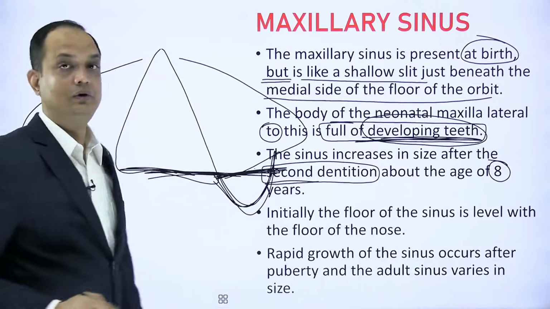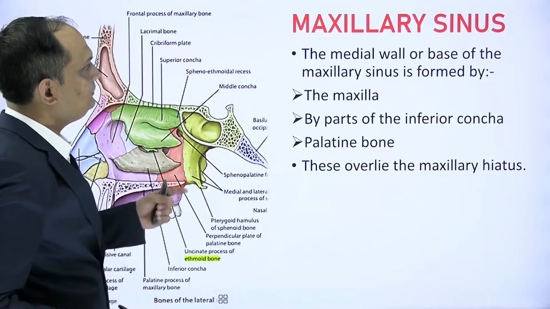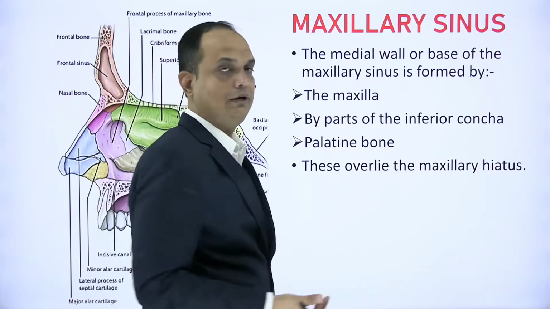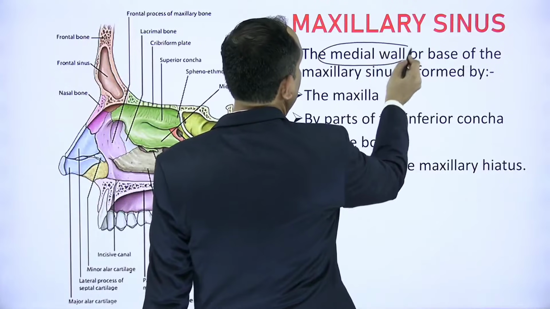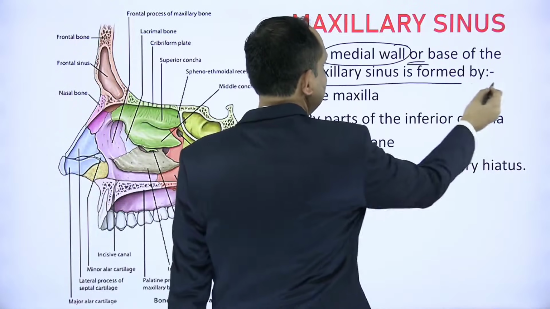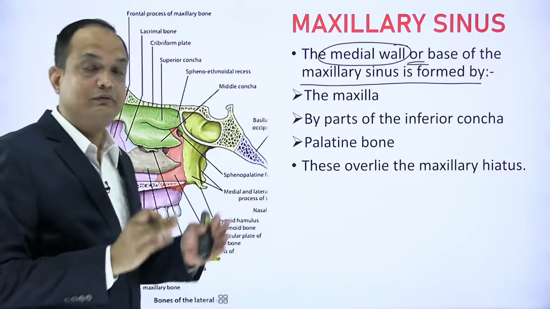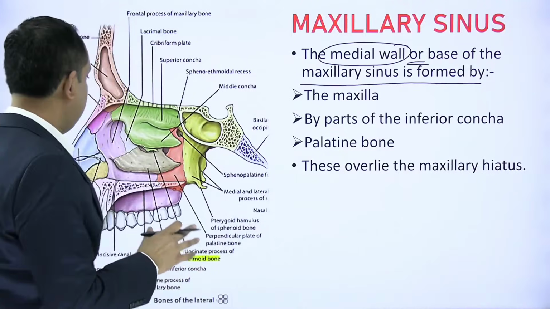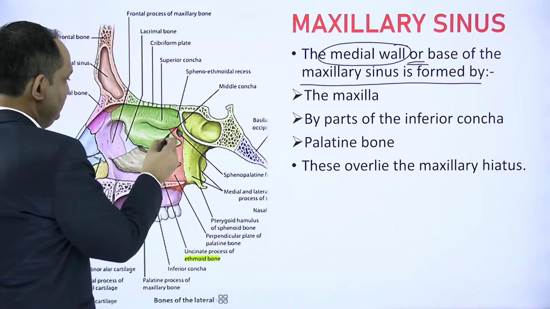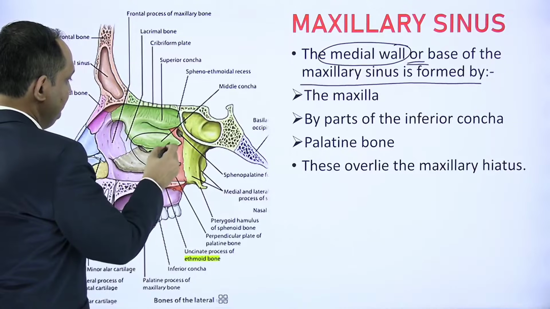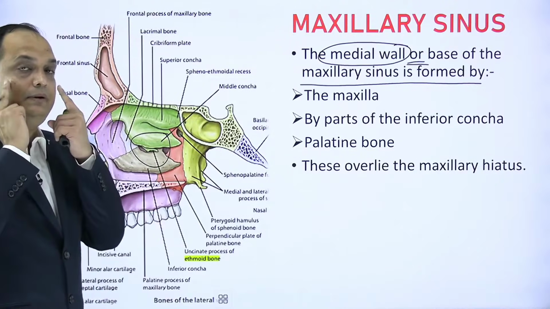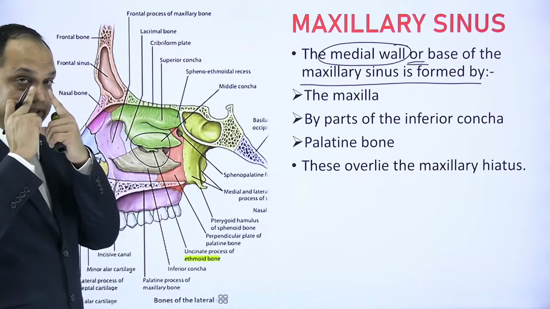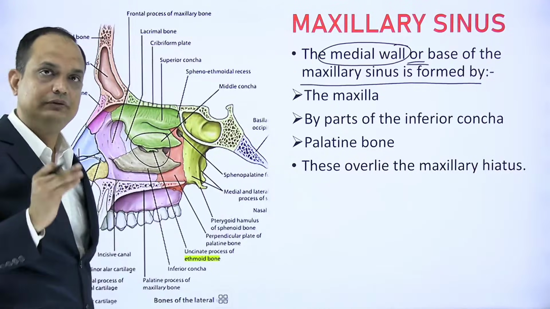This is the important thing to understand, that initially the floor of the maxillary sinus is at the same level as the nose. Now, more about the maxillary sinus: the medial wall or base of the maxillary sinus faces the lateral wall of the nose. This area is actually the medial part of the pyramid, because we have seen the lateral part of the pyramid facing the zygomatic bone and the medial part facing the lateral wall of the nose.